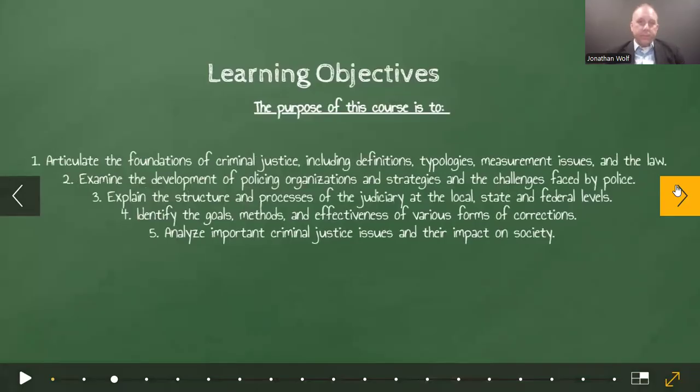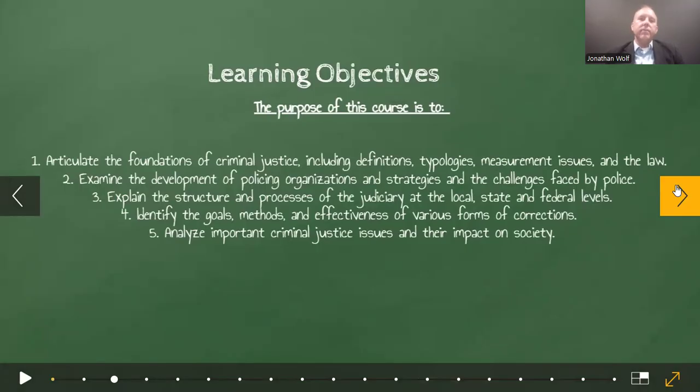The learning objectives for the course, really the purpose of the course, in other words, the first one is to articulate the foundations of criminal justice, including definitions, typologies. Typology would be a framework or examples of something. Measurement issues, in other words, how do we measure crime? And we'll talk about the law.